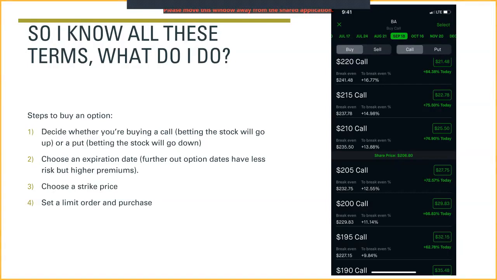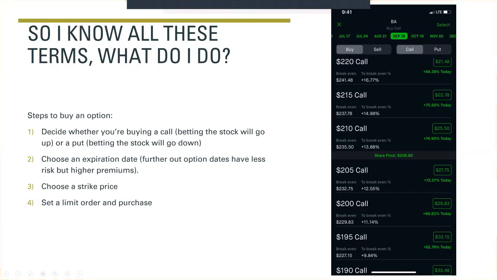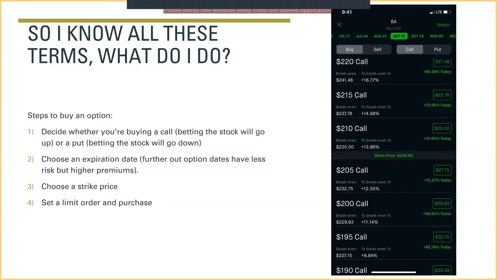So if any of you are looking to get into Boeing call options, I would probably choose the end of June or early July because they have a lot coming up this month, such as NBA reopening, a lot of sports stadiums reopening. Plus, they have their 737 Max recertification. They have a lot of things going for them. So you want to choose the expiration date, choose the strike price, set a limit order, purchase it.